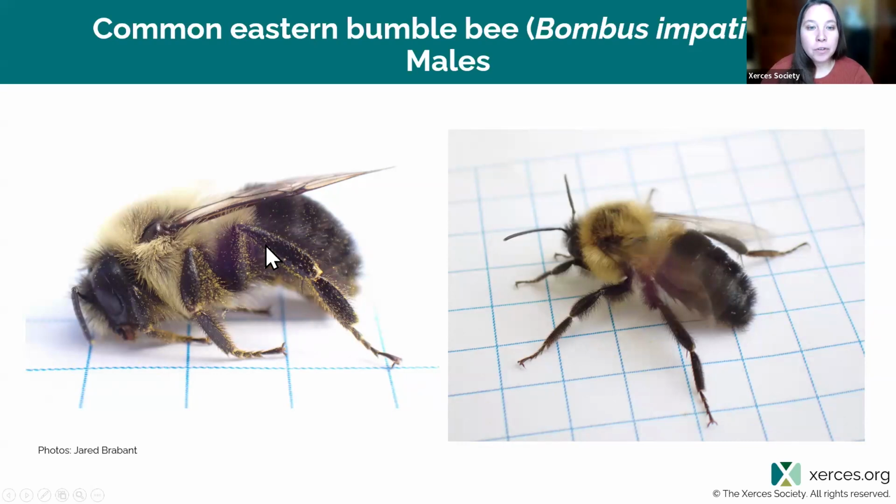And from this side angle view, you can also get a really good look at the leg of this bee. You can see that it's quite spindly. There's no evidence of a pollen basket there at all. It's got sort of more of a roundish shape in that middle section of the hind leg. So that's another thing to look out for when you're trying to differentiate between males and females of this species.